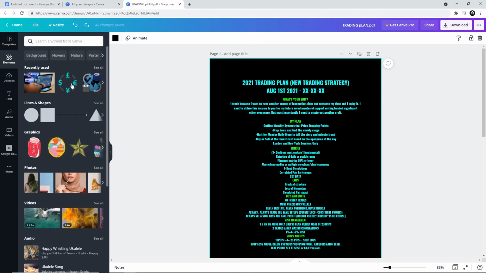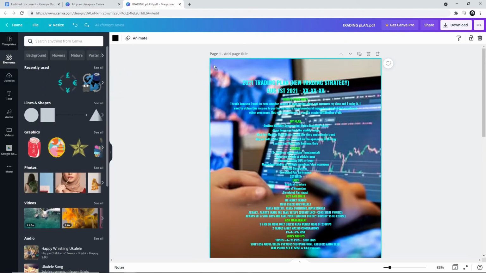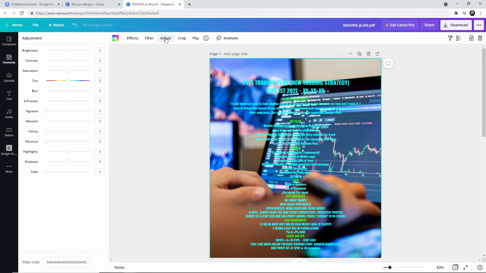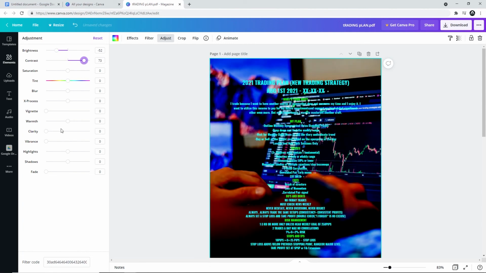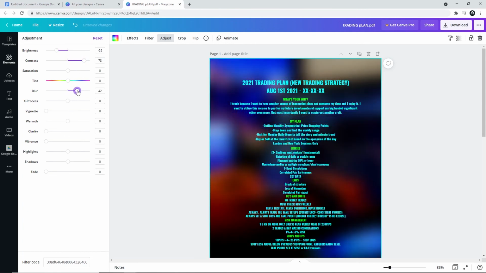And all you really have to do to get a background is just drag a picture in, and the picture and the text might not go well together, but all you have to do is click on the picture, hit adjust, drop down the brightness, up the contrast, and add a little blurriness, and then your text will pop out how it should, and then you'll have something similar to mine. And that's basically all you have to do.